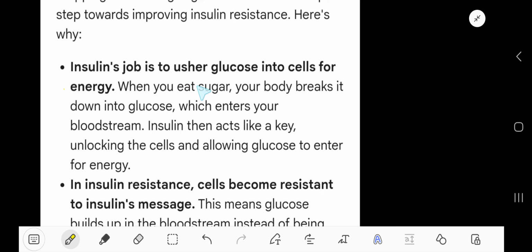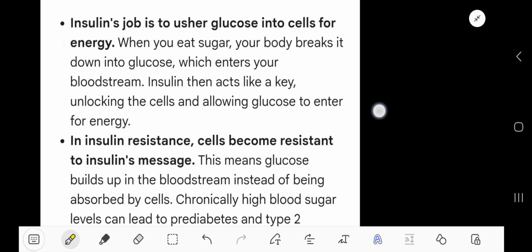Insulin's job is to usher glucose, that is, enter glucose, into cells for energy. When you eat sugar, your body breaks it down into glucose, which enters your bloodstream. Insulin then acts like a key, unlocking the cells and allowing glucose to enter for energy.